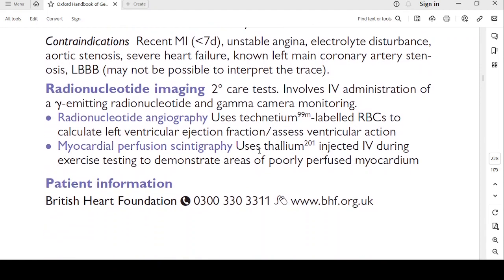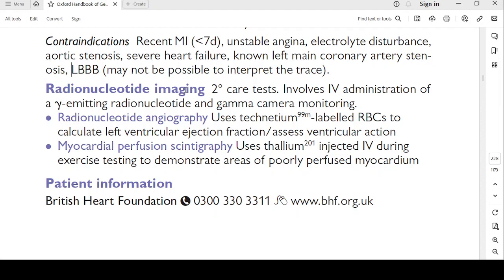Contraindications to a TMT. See, there are some contraindications. When there is a recent MI, less than 7 days, unstable angina patients, electrolyte disturbance, aortic stenosis, severe heart failure, known left main coronary stem stenosis. Okay, the person who has a known coronary stenosis, he should not go for a treadmill test. LBBB: it may not be possible to interpret the trace in left bundle branch block.